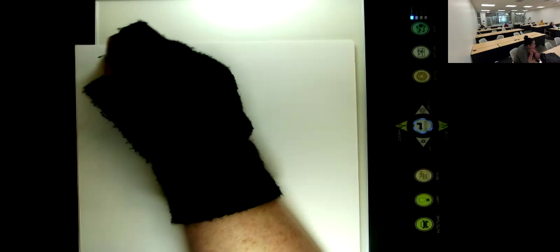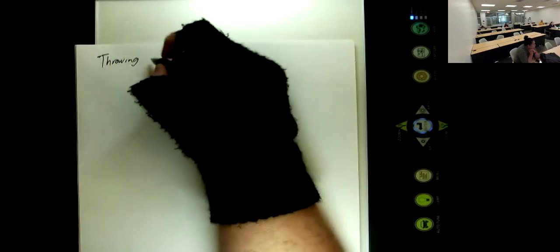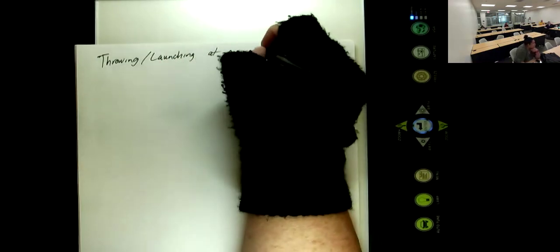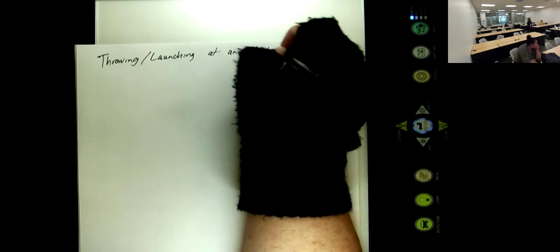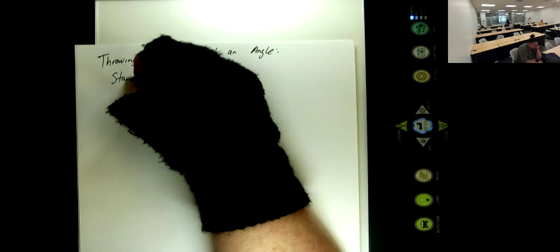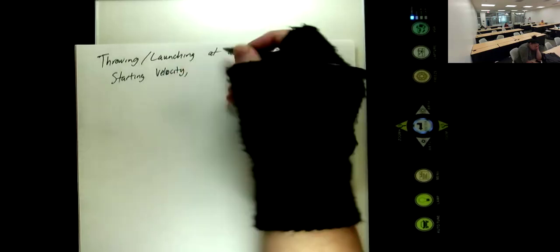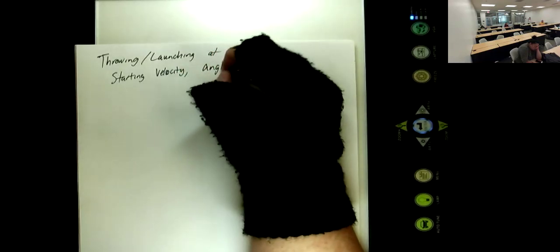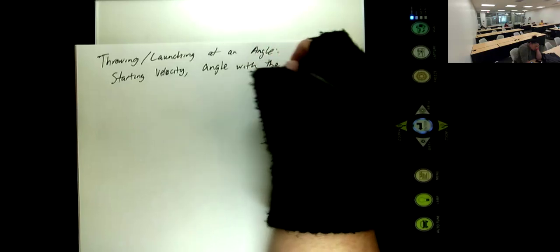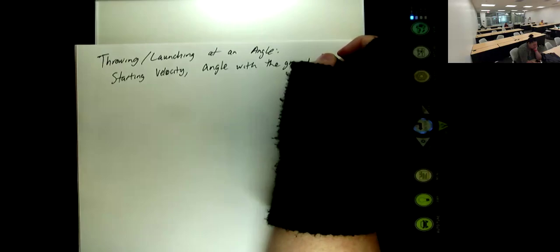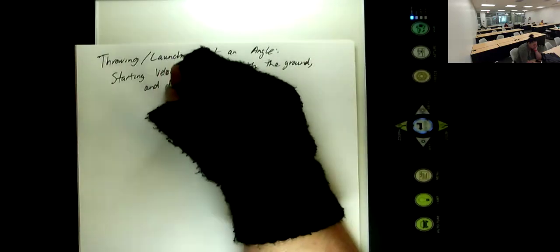The things that matter the most on the actual trajectory when throwing or launching at an angle. Important factors are starting velocity, angle with the ground, and downward acceleration from gravity.